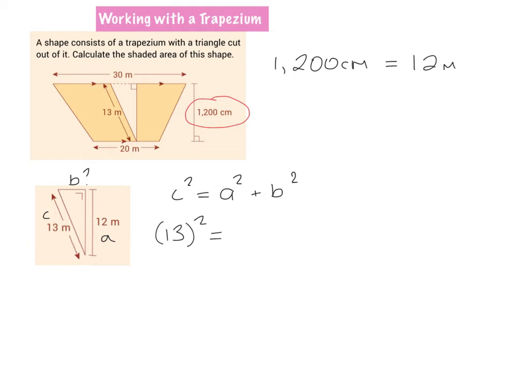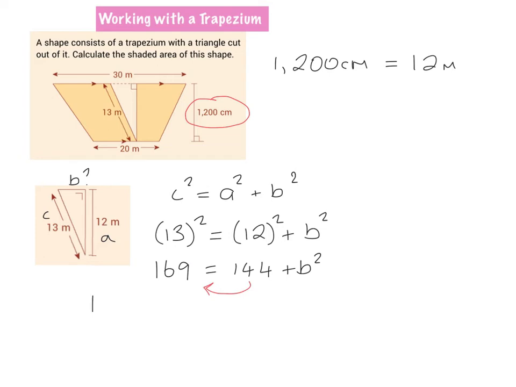That's equal to A squared, which is 12, plus B squared, which we don't know. So we can just leave that as B squared. Now when we break that down more, this is 169 equal to 144 plus B squared. Now remember from before, we always bring over and change the sign.